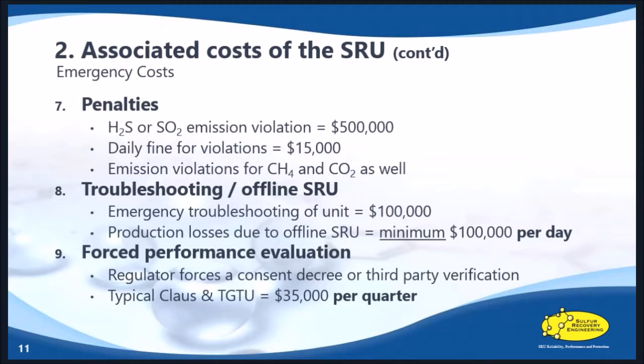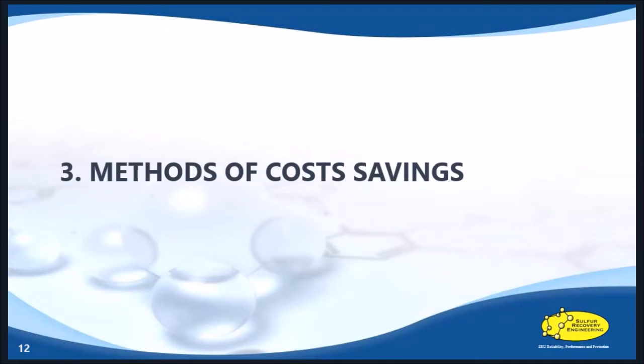So I hope that outlines, and you all agree that these are the costs associated with operating your SRU, and that can happen. So what can we do in order to save money? What can we do to prevent having to spend all of that in replacement costs and in avoiding those fines?